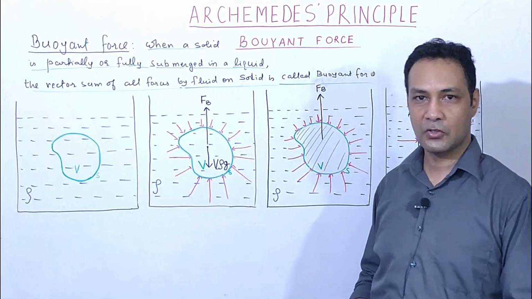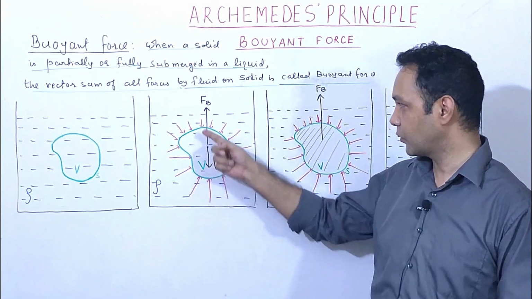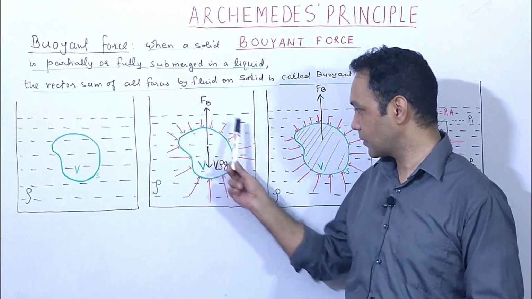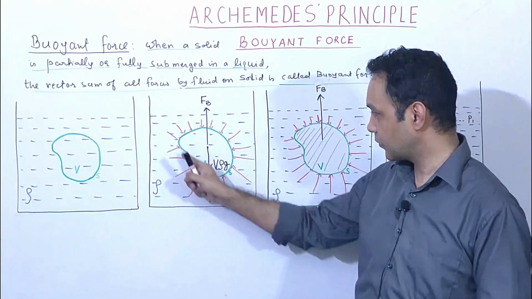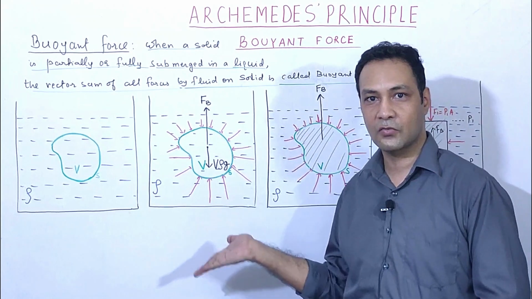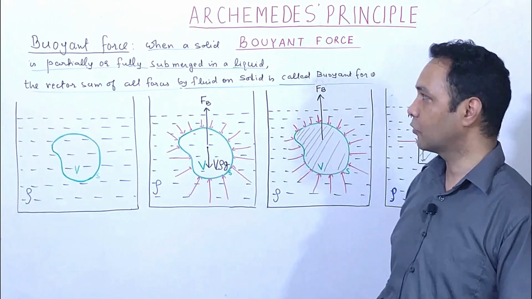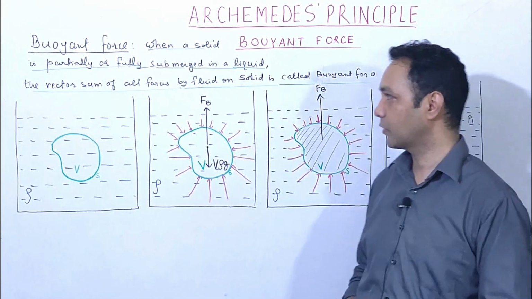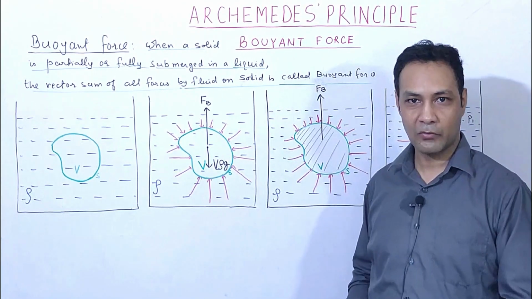And we know that the pressure increases as we go down, so the pressure at the bottom is more compared to the pressure at the top. Because this is in equilibrium, the net force must be zero. So there is the force due to pressure, and I want to replace the vector sum of all these forces with just one force, and that's what we term the buoyant force. Buoyant force is nothing but this: when a solid is partially or fully submerged in a liquid, the vector sum of all the forces by the fluid on the solid is the buoyant force.